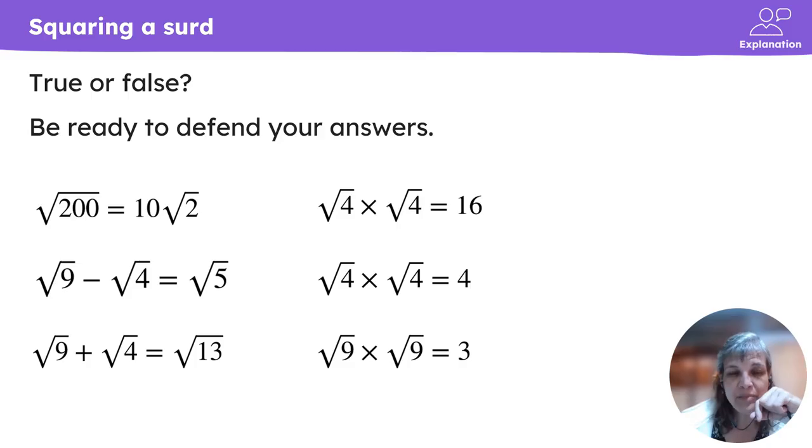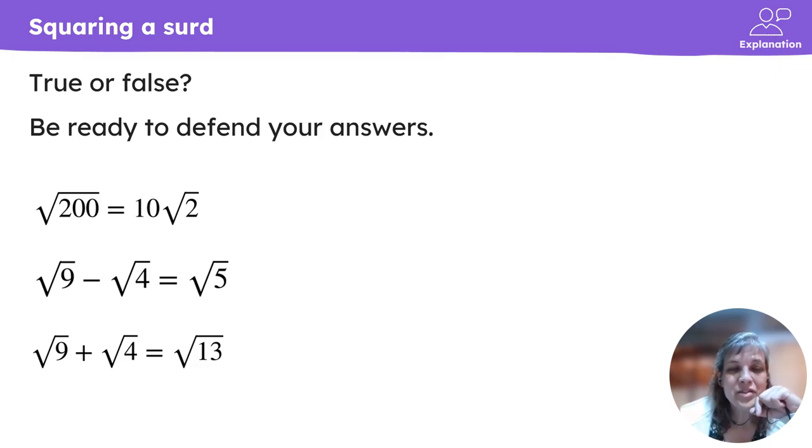You'll need to copy them down, or at least copy down 1, 2, 3, 4, 5, 6, and decide true or false. Okay, so pause the video. All right, ready to look at your answers? True or false? That first one is true. Second one, false. You can't subtract like that. They're not the same, right? Also false. You can't add surds if they're not the same.